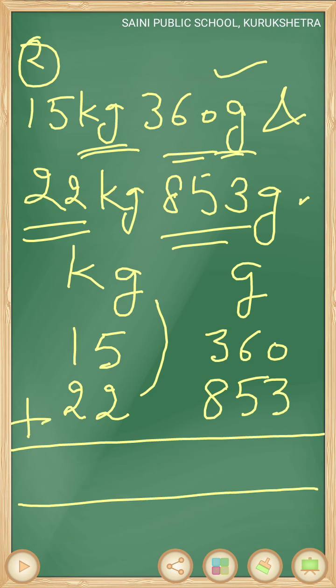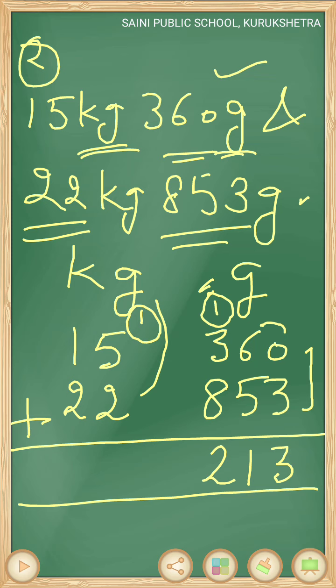So first of all 0 plus 3. 0 plus 3 how much? 3. Then move to next place. 6 plus 5 how much? Count on your fingers. 6 plus 5 is 11. So I will write here 1. 1 will add to next place. Okay, now next place is 3 plus 8, 11. 11 plus 1 carry, 12. So I will write here 2, and 1 will be added to next kilogram place.